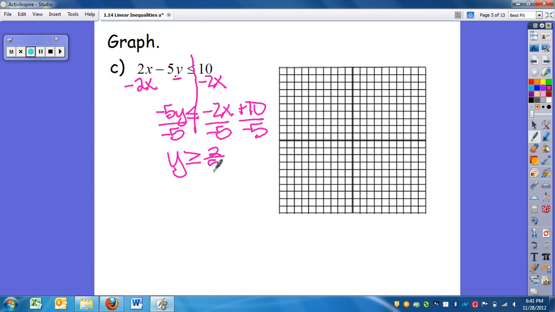So I divide, I have 2/5 x minus 2. So notice I divide everything by -5, just not the 10, because everyone gets divided by -5, and I like to do it individually. So I have -2. I go up 2 over 5. Right there. And then it is a solid line because it is equal to. And then I am shading above the line.